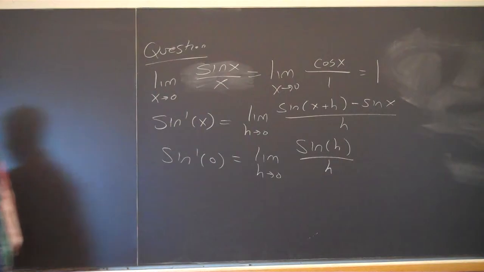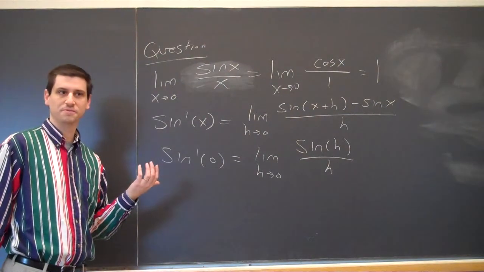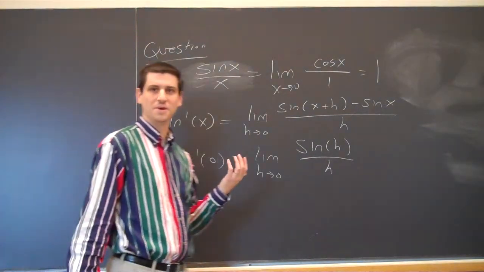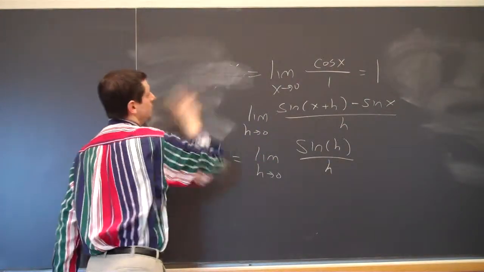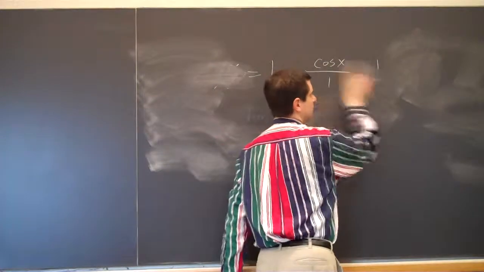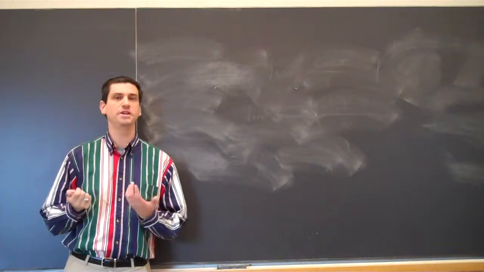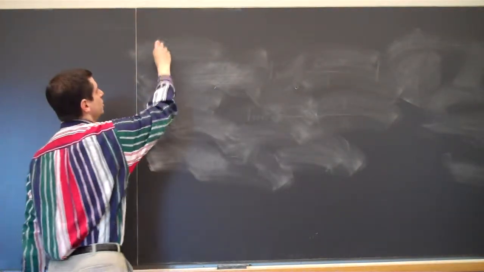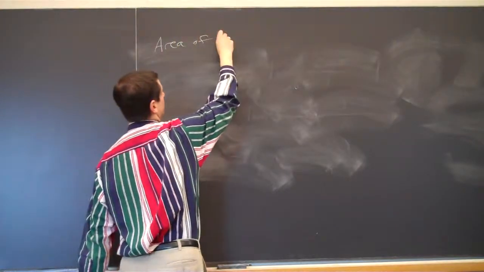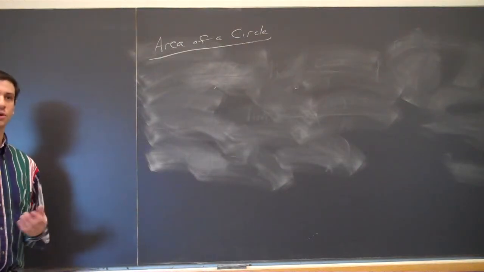Alright, so what I want to do now is calculate the area of the circle. If a circle has radius r, the area is pi r squared. I'm only going to calculate the areas of circles of radius 1, and the reason is area is going to scale like radius squared. So if I can do it for radius 1, I can do it for any radius. So, area of a circle. We need this if we're going to do the polar change of variable formula.